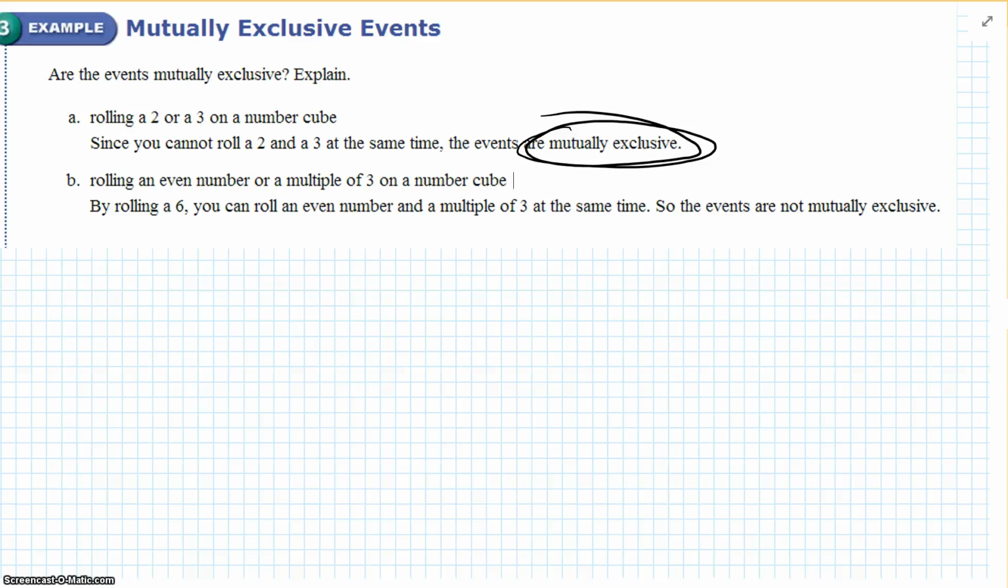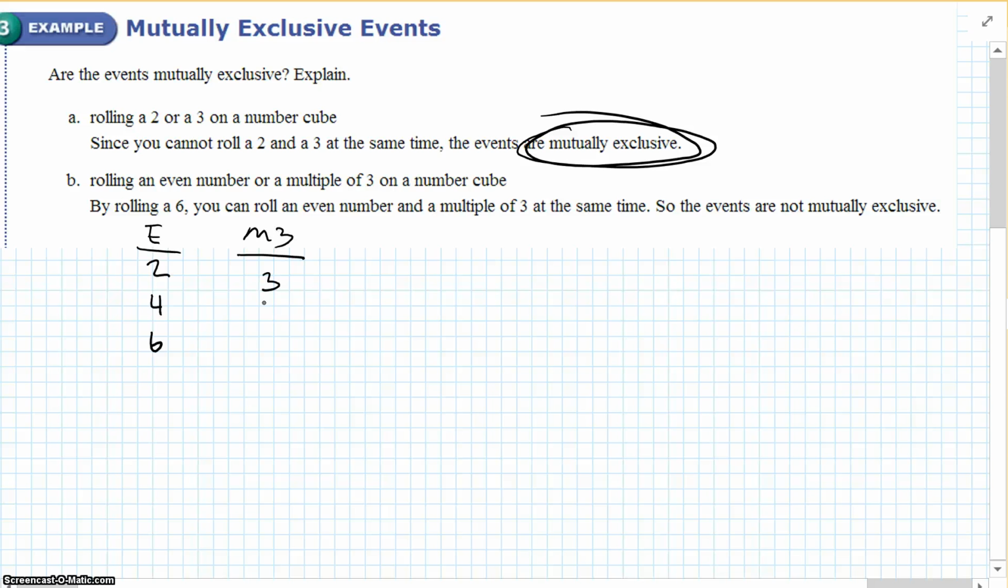Rolling an even number or a multiple of 3. So what are the even numbers? 2, 4, and 6. What are the multiples of 3? 3 and 6. Well, since I have a 6 on both of those, they are not mutually exclusive because a 6 could happen in either one.